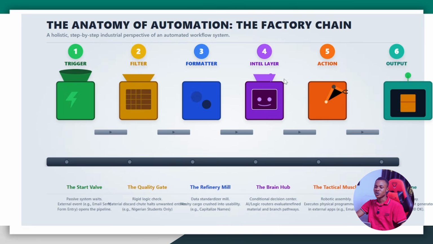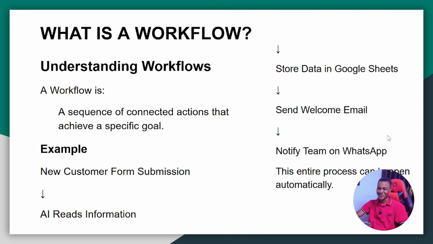This is the anatomy of the automation, everything I've explained. This is the trigger, this is the filter, this is the formatter, this is the intelligence layer, this is the action, this is the output. So the trigger starts the valve, then the quality gate, the refinery mill, the brain hub, and then the tactical muzzle, and of course the finished product. Is that okay? Let's forget about this grammar.